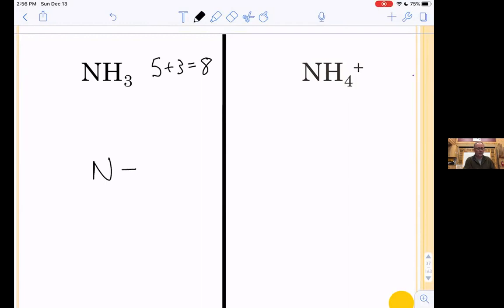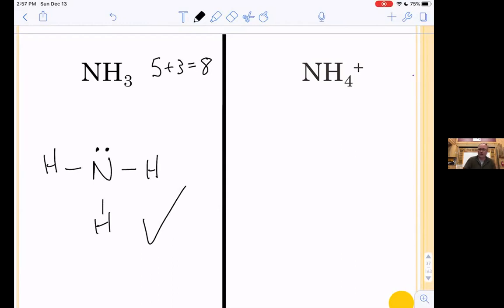So nitrogen, I'm going to draw hydrogens around it. And I have satisfied the duet rule for hydrogens. If I put 2 more electrons on nitrogen, I have now satisfied the octet rule for nitrogen. And if I count, I have 8 electrons. That is the correct structure.